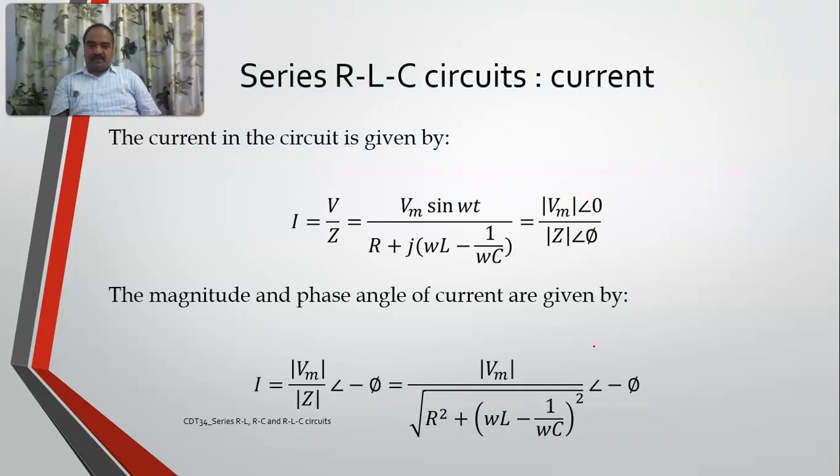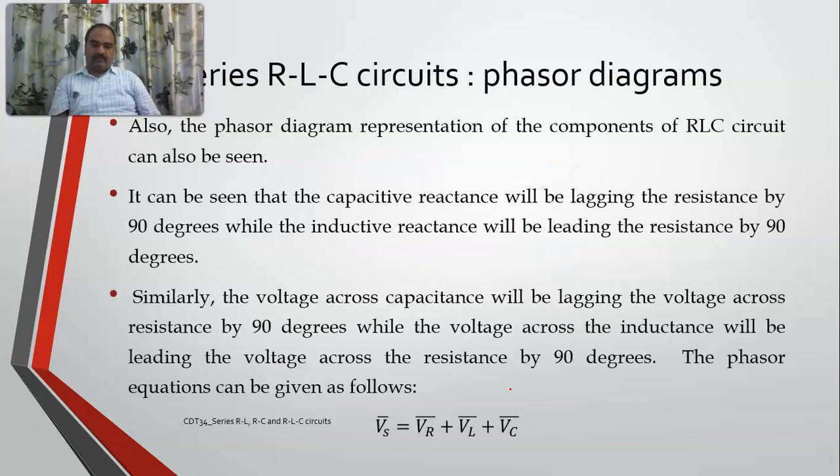Now, if you move on to the currents, then your current is given by I is equal to small v by z, where v is in the sinusoidal equation and z is in rectangular format. If I convert these two into polar format, this is the equation which we have seen in the previous sections also. Now here, in this case, what is the magnitude of z? It is the square root of R square plus omega L minus 1 by omega C whole square, isn't it? Now, what is the phasor diagram for this one?